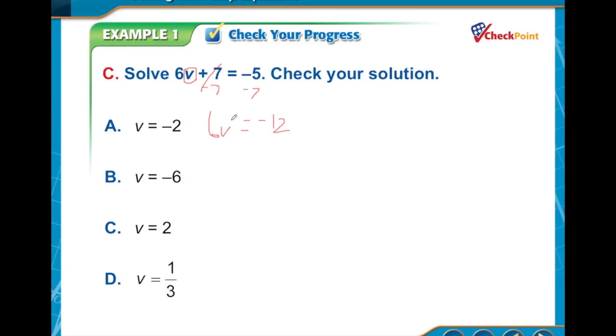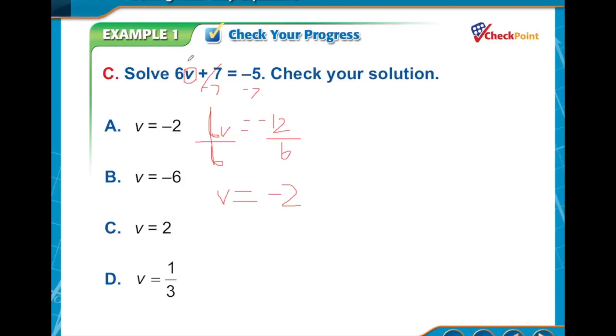So 6 times some number will give us a negative 12. If you're not sure what that number v would be, we need to get rid of this 6. They're tied by multiplication, so we need to divide that 6 away. And we'll do that to both sides. So on the left, the 6's cancel out. We get just v equals. On the right, we get negative 12 divided by 6. 12 divided by 6 is 2, and we'll keep the negative sign. So v must equal a negative 2.